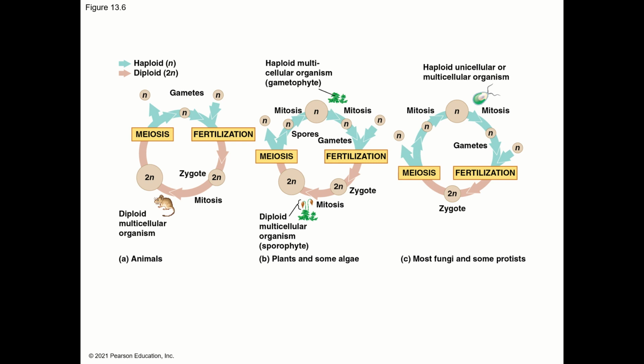And then on the right, we have what is shown in most fungi and some protists. Haploid unicellular or multicellular organisms are possible, where we initially have our diploid organism or diploid cell that undergoes meiosis, then different series of mitosis, eventually leading to fertilization of haploid cells that again make the diploid.